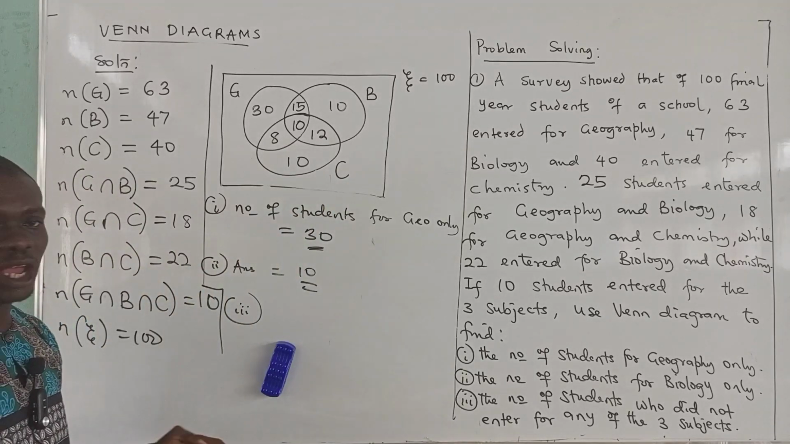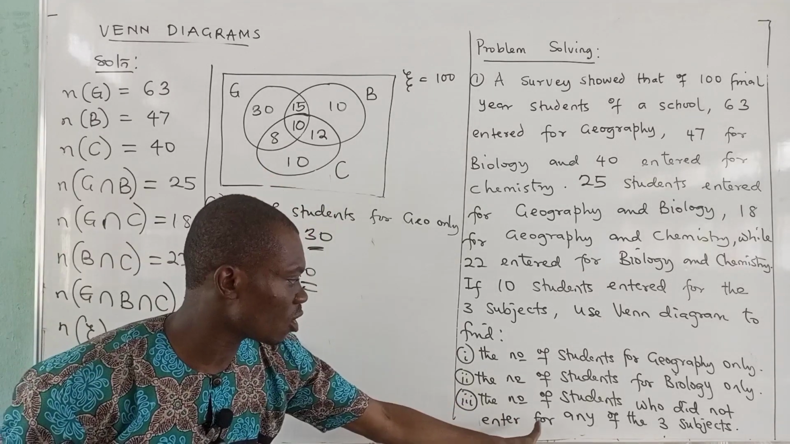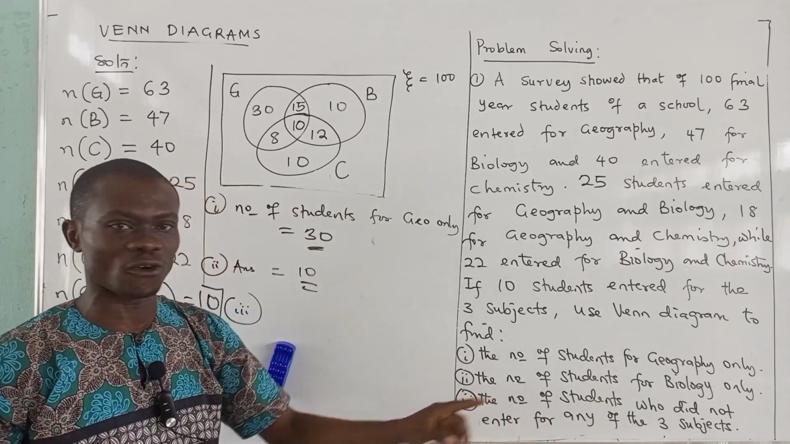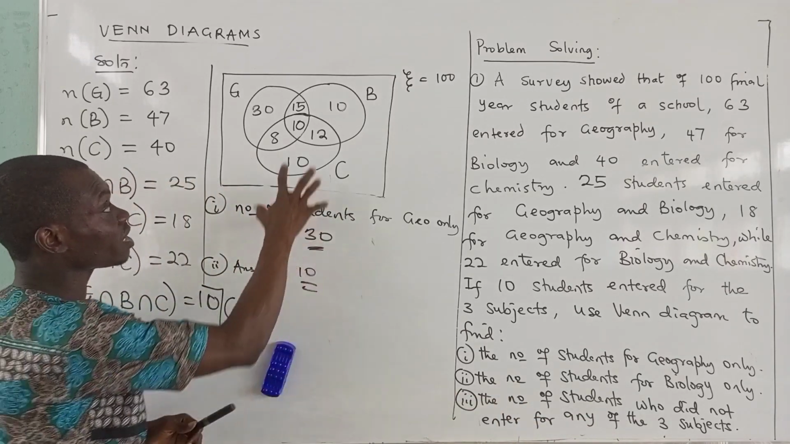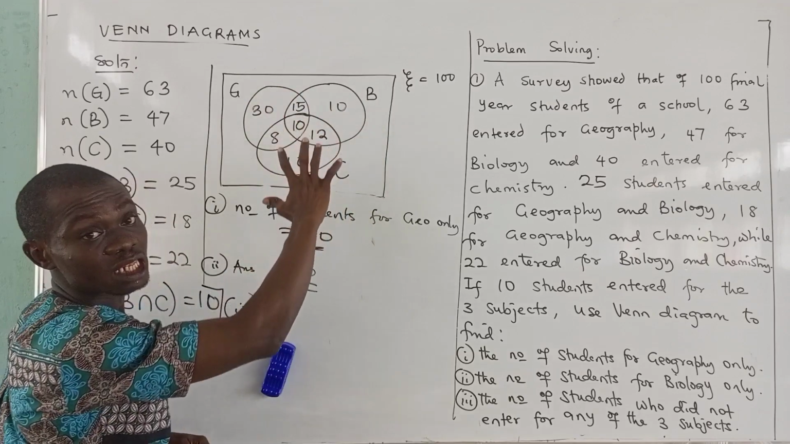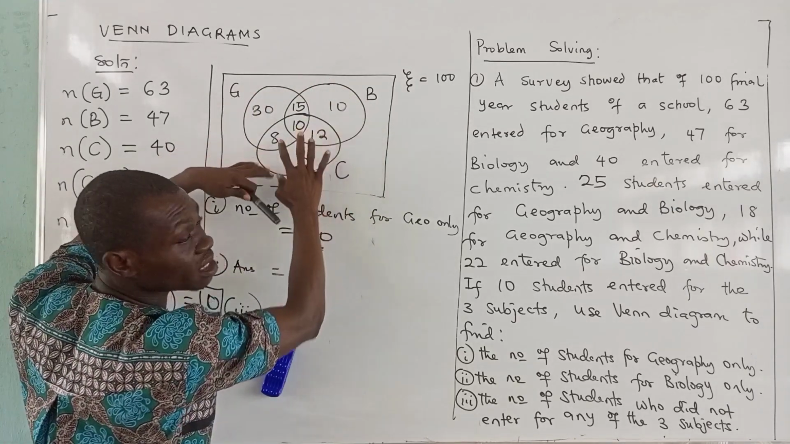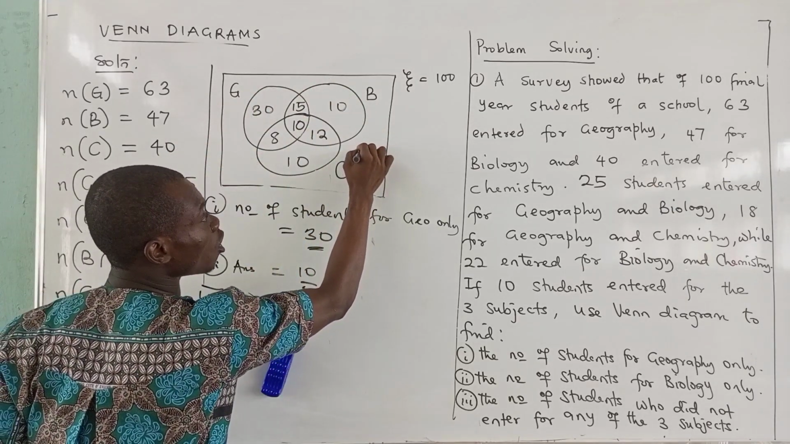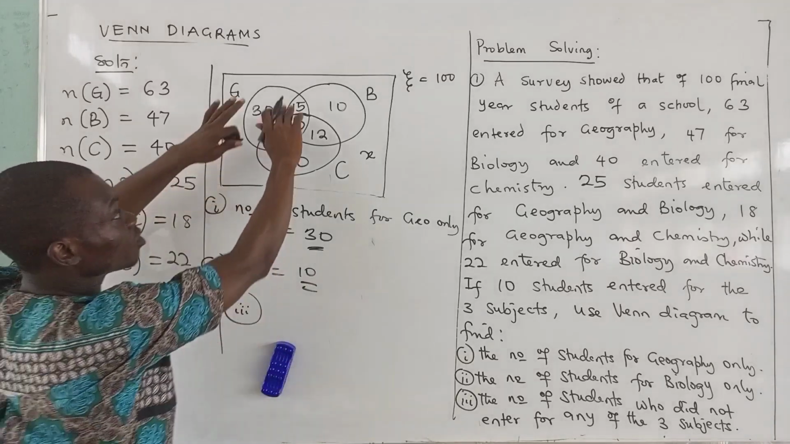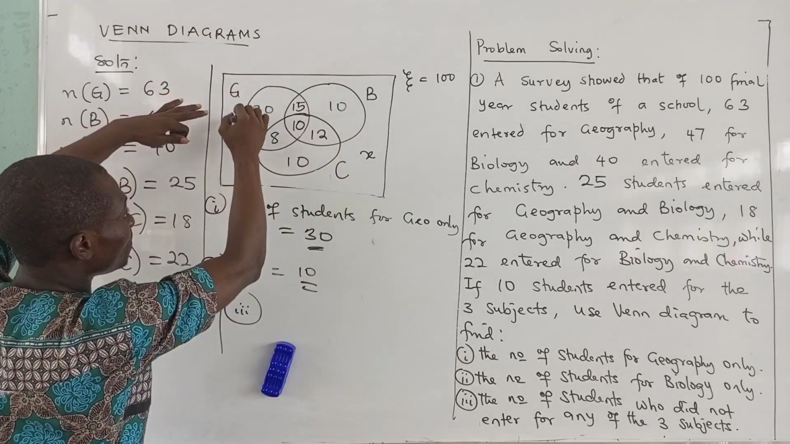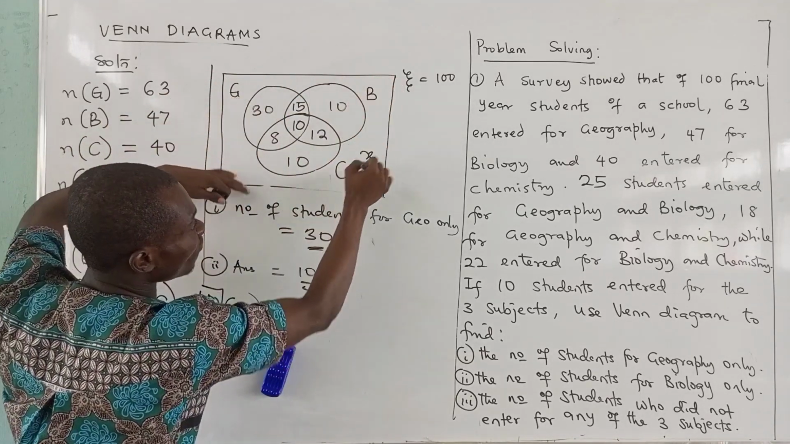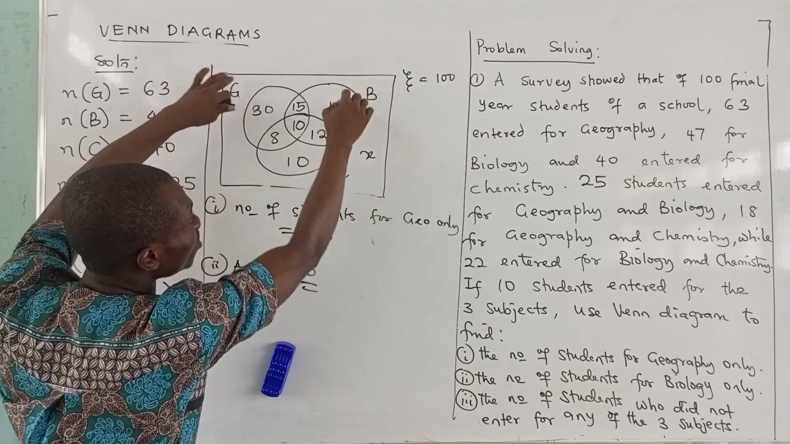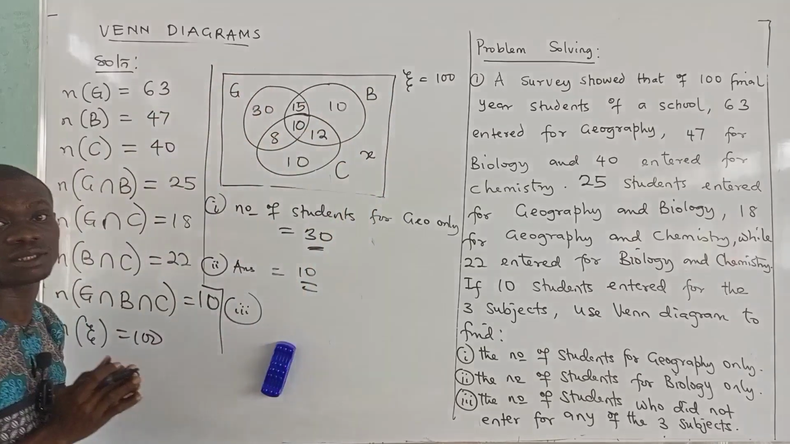Now, however, before then, what is the number of students who did not enter for any of the three subjects? That's the complement of these three. That means people outside these three circles. And so let us call them X. They are outside. By my Venn diagram, there are people that you will find outside if you shade this outside, apart from people inside these three circles.